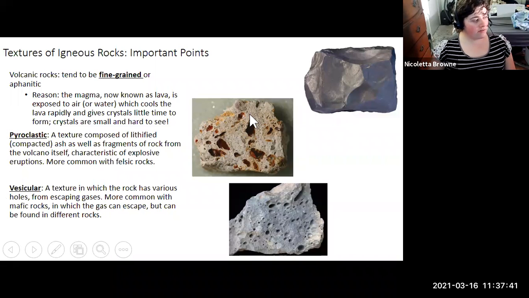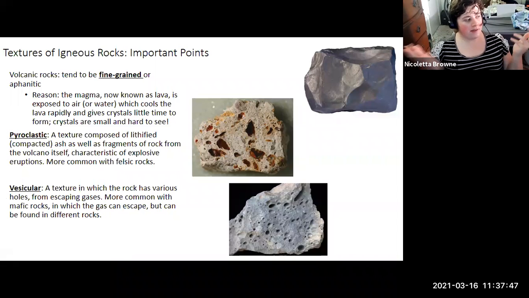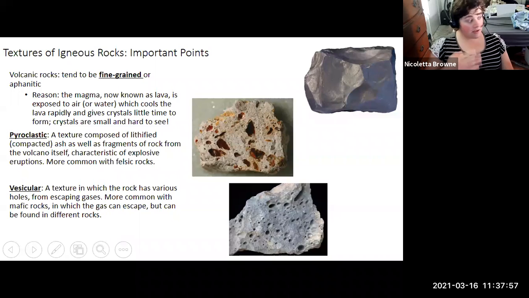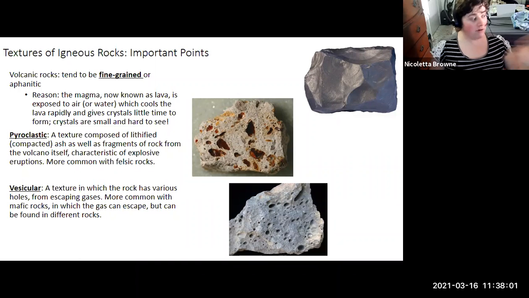And you'll notice that these fragments are kind of jagged because they were broken off all of a sudden. The cone itself was broken into tiny pieces, and those tiny jagged pieces ended up being mixed in with the ash. Now, this is something you see more commonly with felsic rocks because eruptions involving felsic magmas tend to be a lot more explosive.